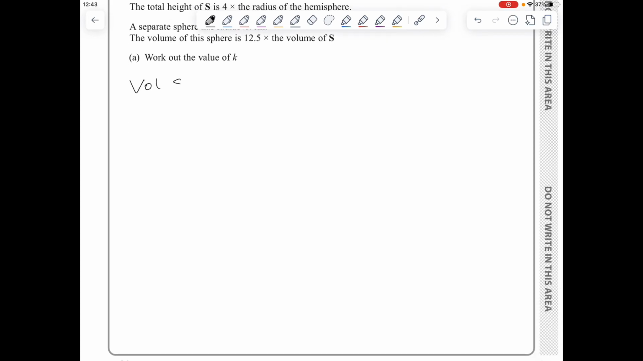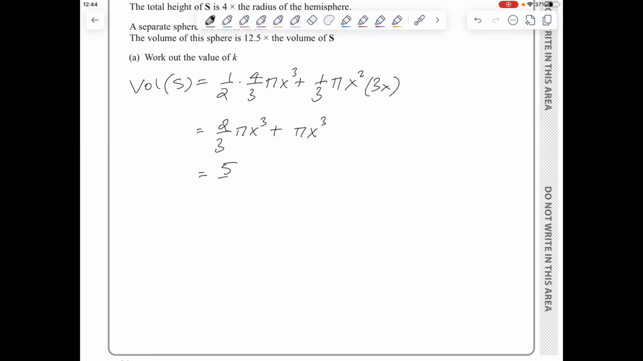So volume of S is equal to half a sphere, so a half of 4 over 3 pi x cubed, plus the volume of the cone, which is a third pi r squared h. Now the radius is x, and the height is 3x. So if I simplify this, I will get 2 over 3 pi x cubed plus pi x cubed, which simplifies further to 5 over 3 pi x cubed.